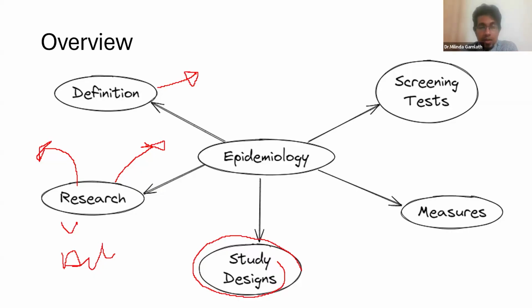And analytical studies are where you analyze and try to find the association between certain exposures and outcomes. Descriptive studies, you use to generate hypotheses. Analytical studies, you test the hypothesis. And examples of analytical studies were case control studies, cohort studies, and cross-sectional studies with an analytical component.